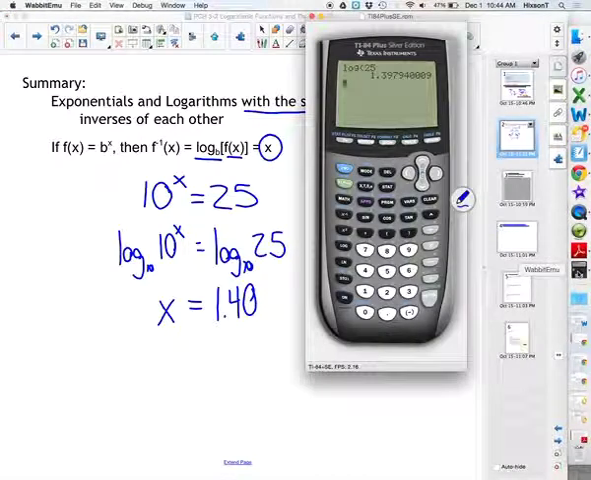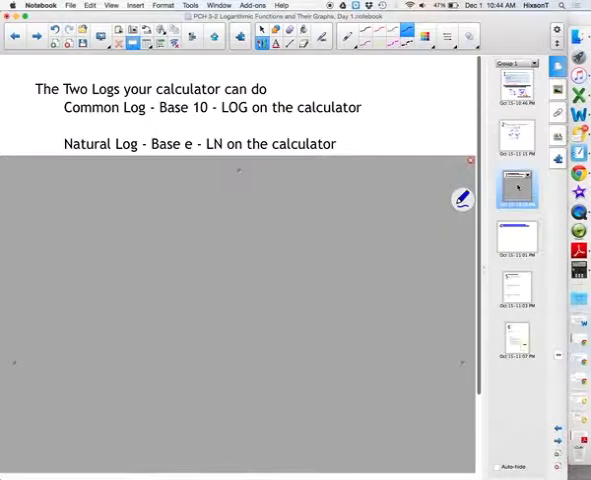So, our calculator can do that one. And that's actually one of 2 that our calculator can do. And this one with a base of 10 is known as our common log. That's a term you ought to know.